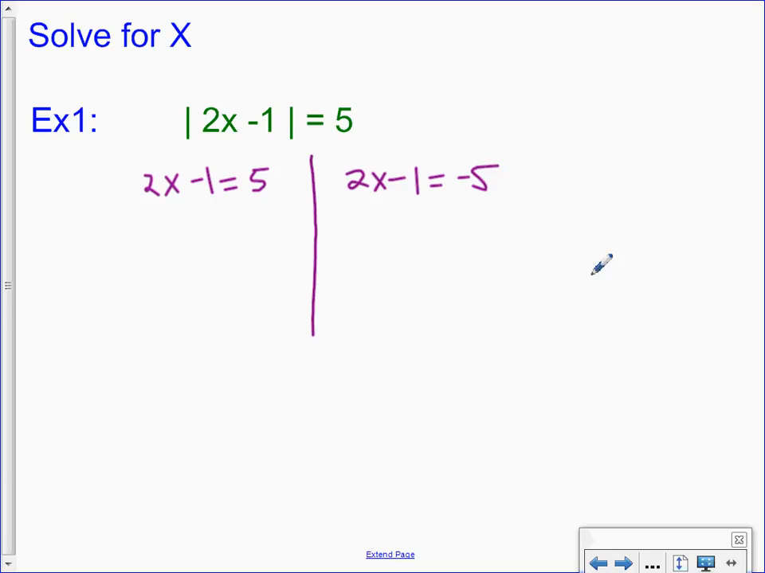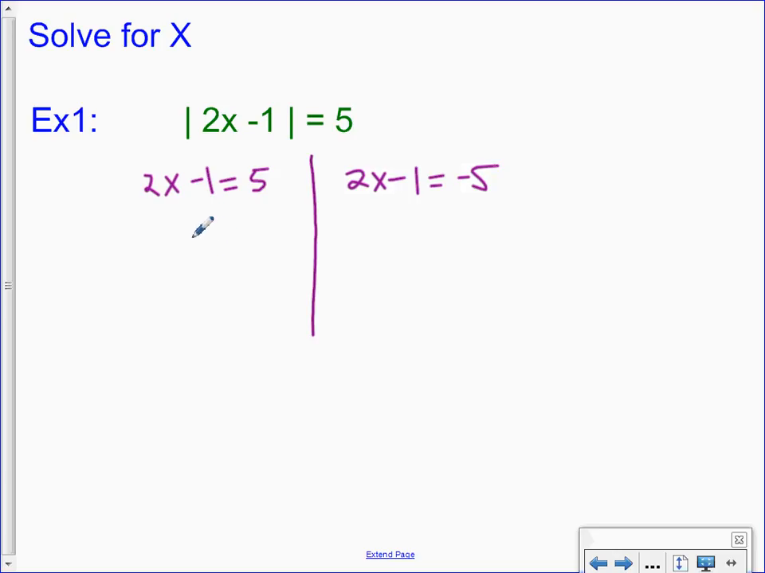Disclaimer: notice the 2x minus 1. The minus in the middle is not the one that changes. It's the 5 and the negative 5. We're just saying that what's inside the absolute value is either 5 or negative 5.